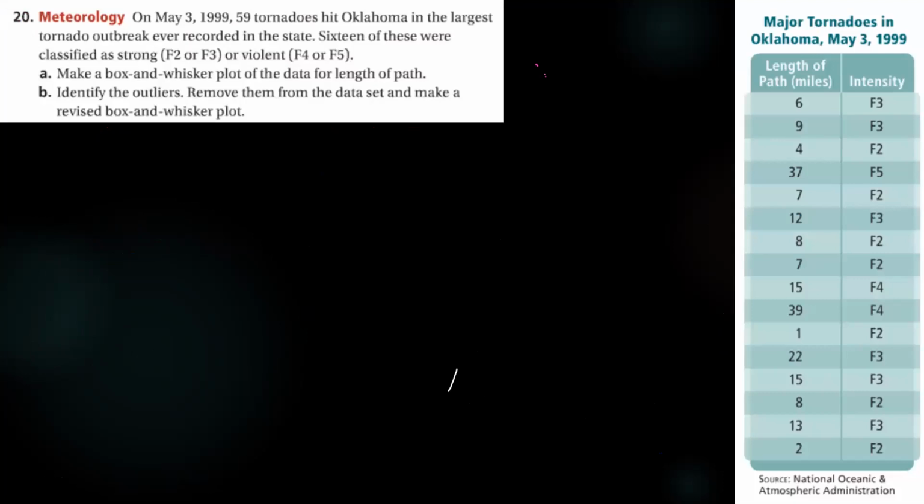Let's solve now this example here. This is number 20 in your book. In 1999, 59 tornadoes hit Oklahoma in the largest tornado outbreak ever recorded in the state. 16 of these were classified as strong, F2 or F3, or violent, F4 or F5. Make a box and whisker plot of the data for length of path. Identify the outliers, remove them from the data set, and make a revised box and whisker plot.